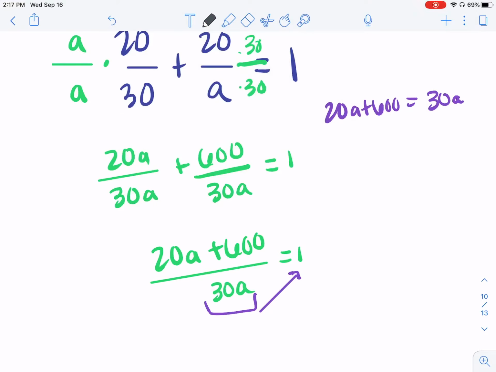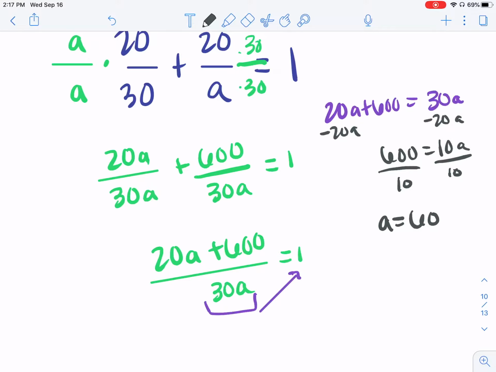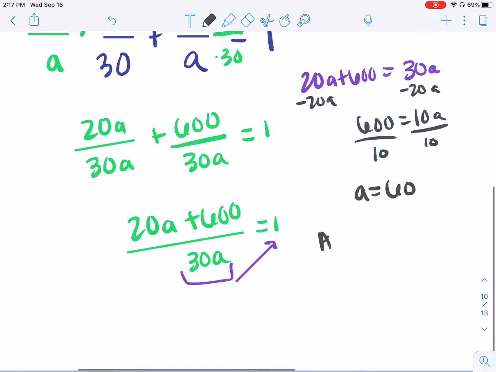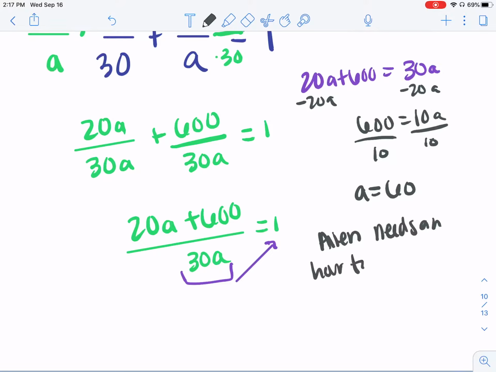Now we're ready to solve. So to solve, I want to isolate the A, so I'm going to put it on the same side. I can divide both sides by 10. We find out A is 60, so in context, that means Alan needs an hour to shovel the driveway.